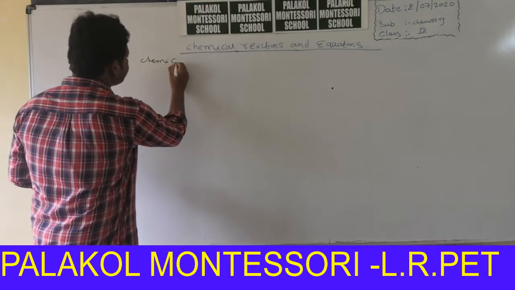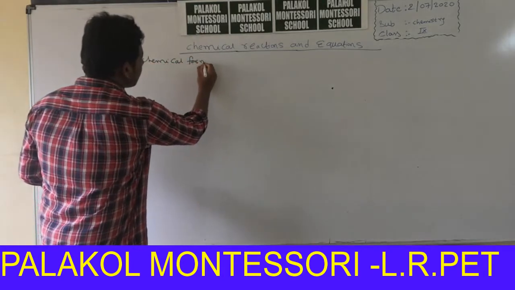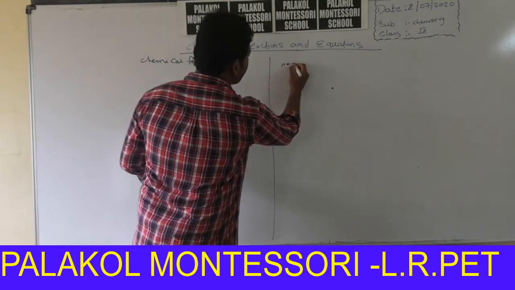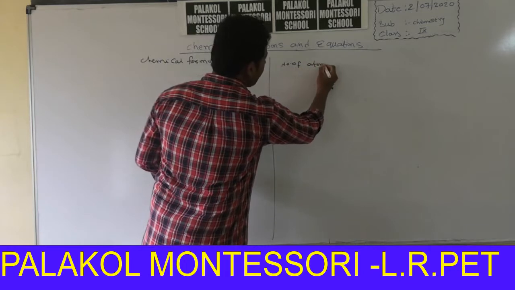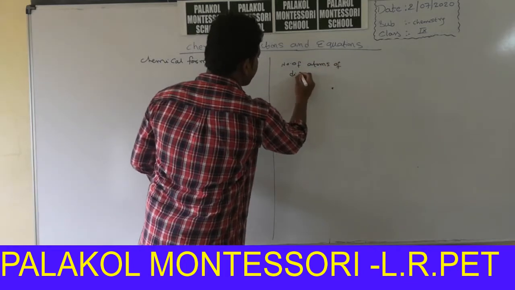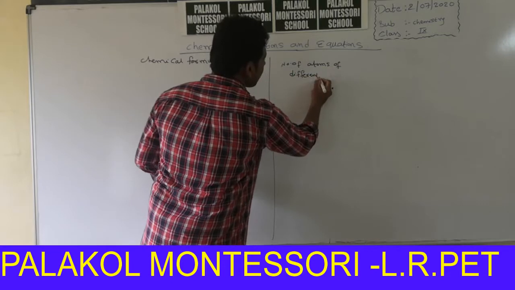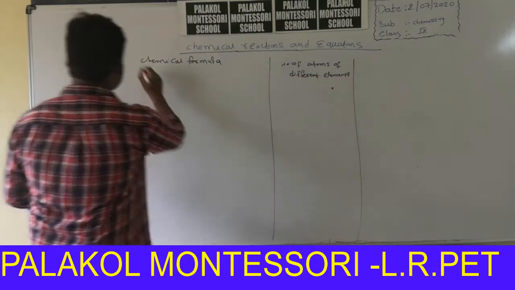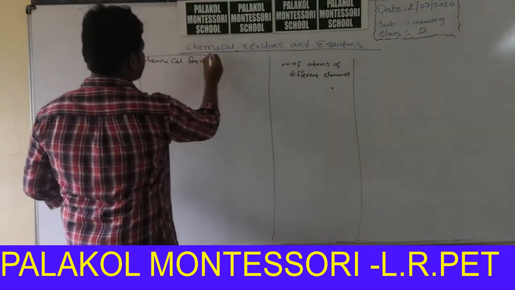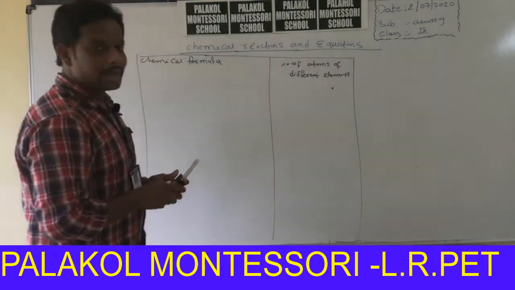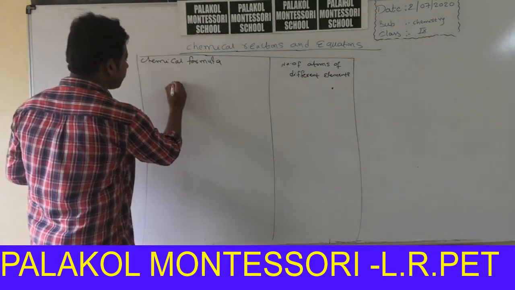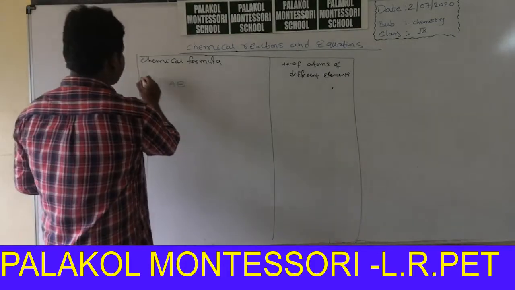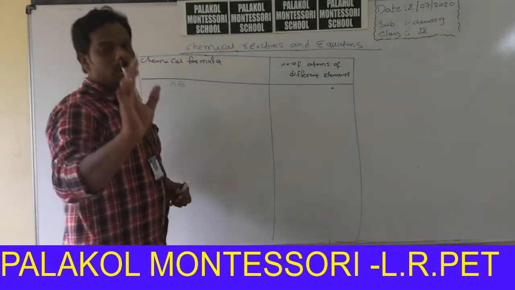Chemical formula, number of atoms of different elements. First, if a chemical formula is AB, let us assume a chemical formula AB.